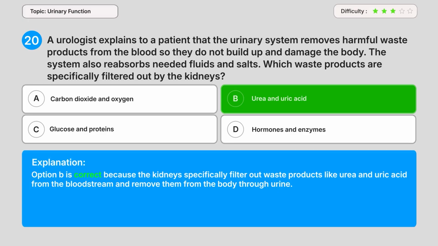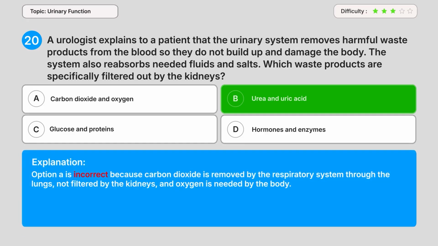Explanation: option B is correct because the kidneys specifically filter out waste products like urea and uric acid from the bloodstream and remove them from the body through urine. Option A is incorrect because carbon dioxide is removed by the respiratory system through the lungs, not filtered by the kidneys, and oxygen is needed by the body. Option C is incorrect because glucose and proteins are nutrients the body needs and reabsorbs rather than waste products that need to be filtered out and eliminated.